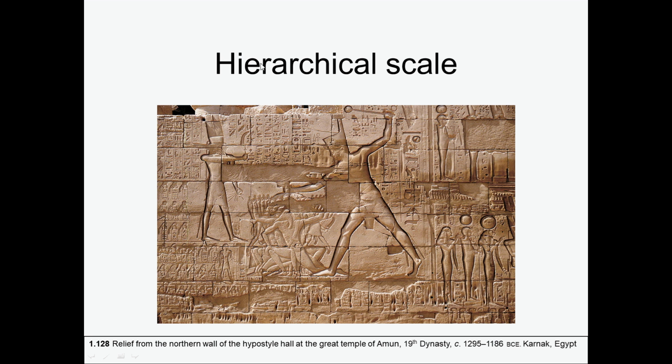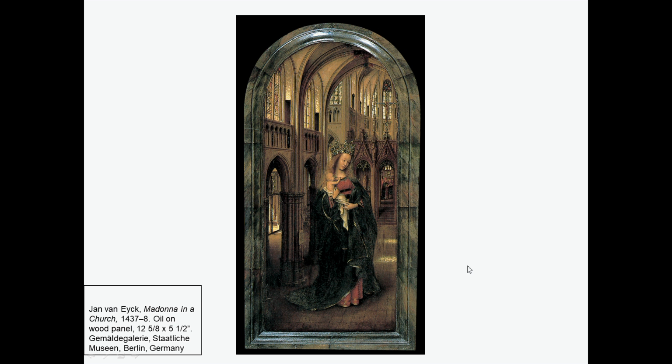So when we mess with hierarchical scale, we're talking about things that are larger seeming more important. So for Egyptians, gods were more important, so they made the gods bigger than other people. And then if we look at this one, this is Madonna in the church. This is Mary with Jesus, and they're so tall in the church because they're so important. So notice how much larger they are in the church than these people in the background here.